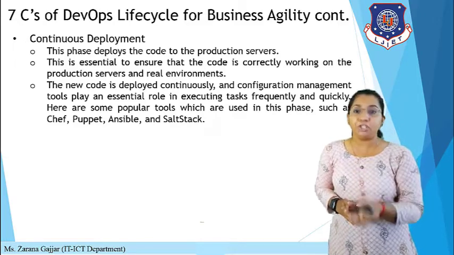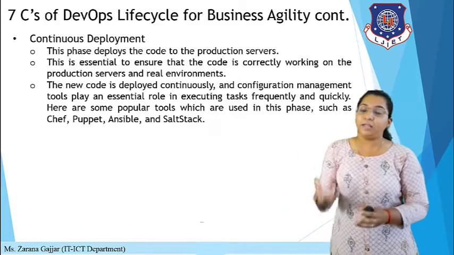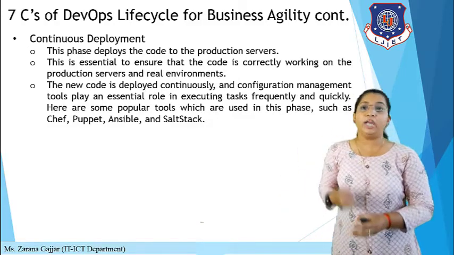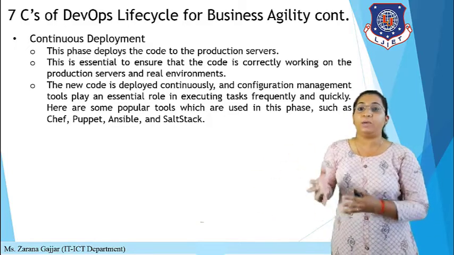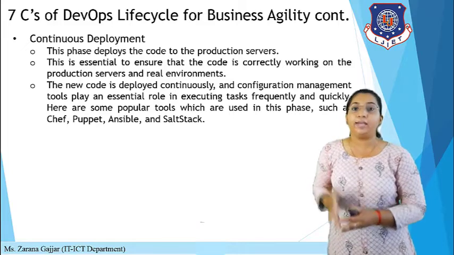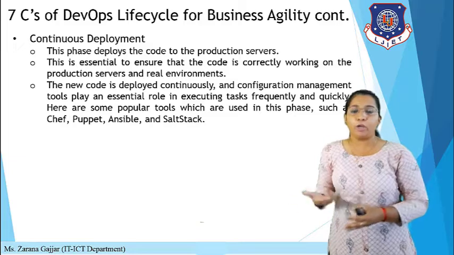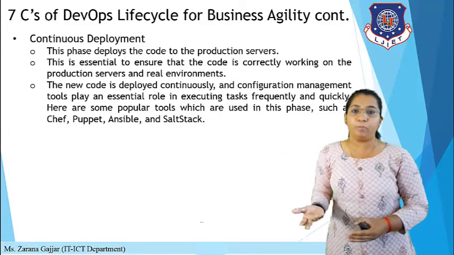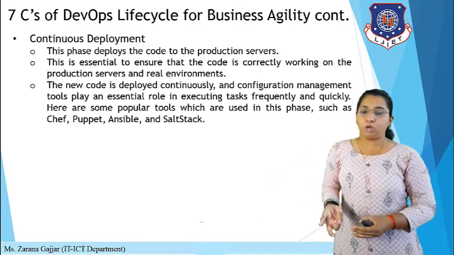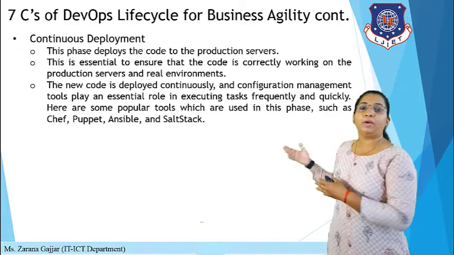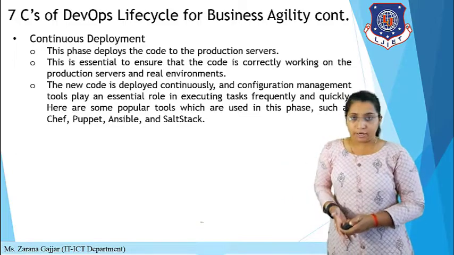This is essential to ensure that the code is working correctly on the production server, in the actual real environment. The new code is deployed continuously, and configuration management tools play an essential role in executing tasks frequently and quickly. Some popular tools available for continuous deployment are Chef, Puppet, Ansible, and Salt Stack. These are automation tools available in the DevOps environment for continuous deployment.